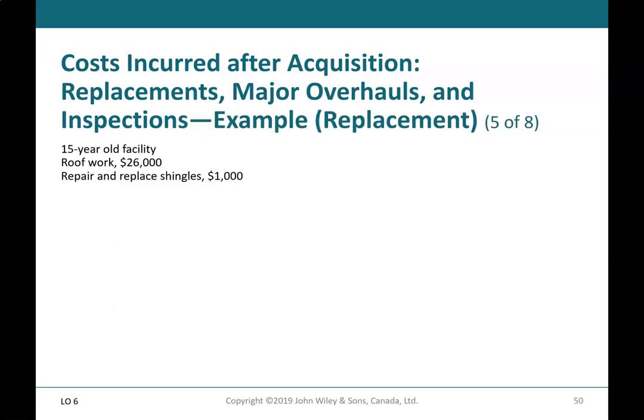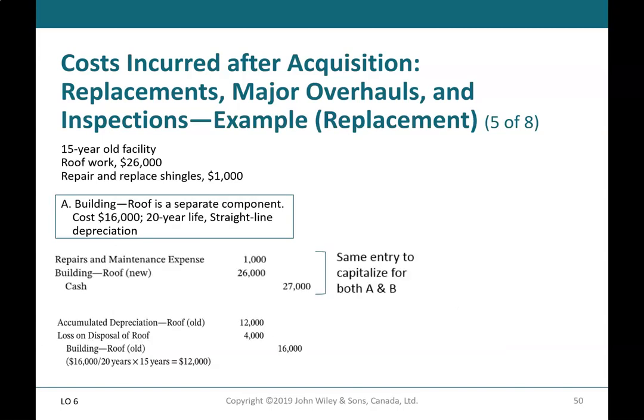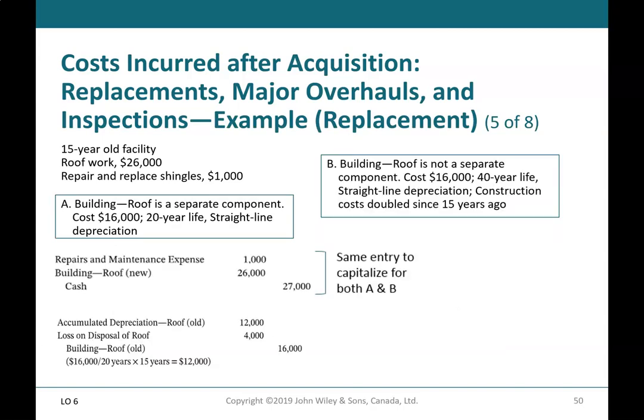Costs incurred after acquisition: replacements, major overhauls, and inspections. Example, replacement, 5 of 8. A 15-year-old facility, roof work $26,000, repair and replace shingles $1,000. A. Building, roof is a separate component, cost $16,000, 20-year life, straight line depreciation. Debit repairs and maintenance expense $1,000, debit building, roof new $26,000, credit cash $27,000.